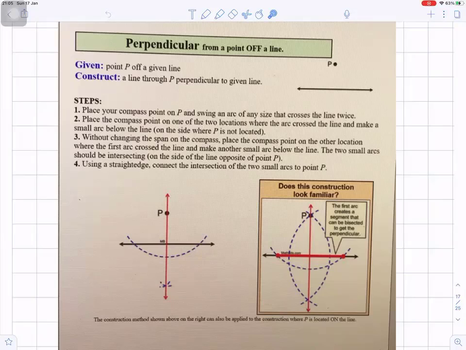For step number 3, without changing the span on the compass, place the compass point on the other location where the first arc crosses the line and make another small arc. So you put it there and you make the next arc. You put it there and you make the arc. Step number 4, using a straight edge, connect the intersection of the two small arcs. So where the two small arcs meet, you draw it straight to the point. And that gives you the perpendicular from the point to the line.